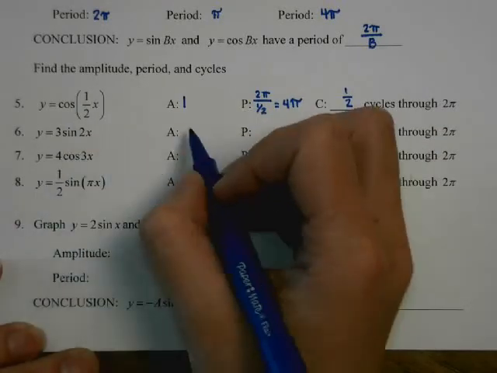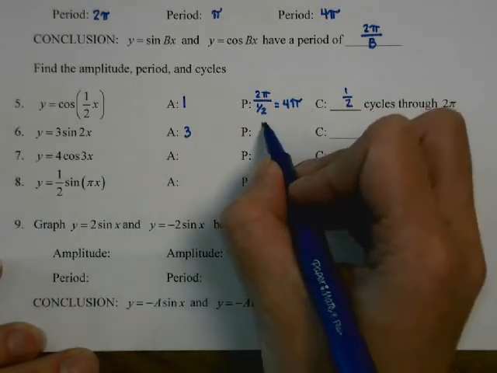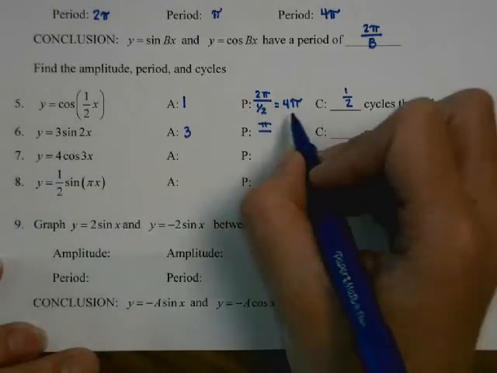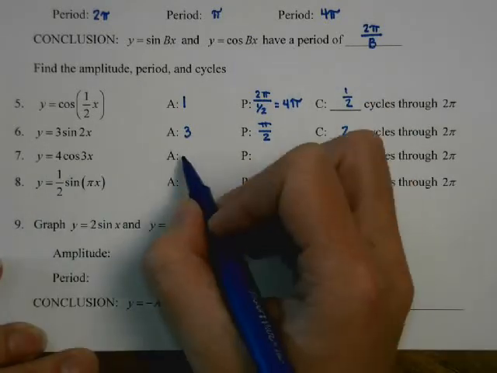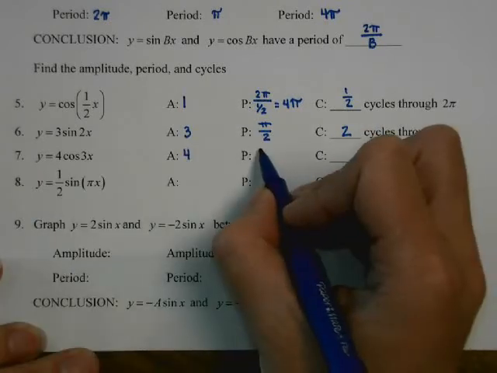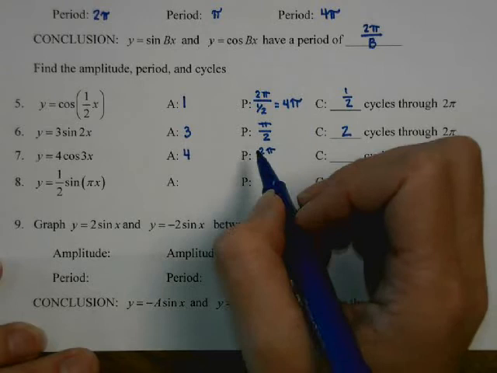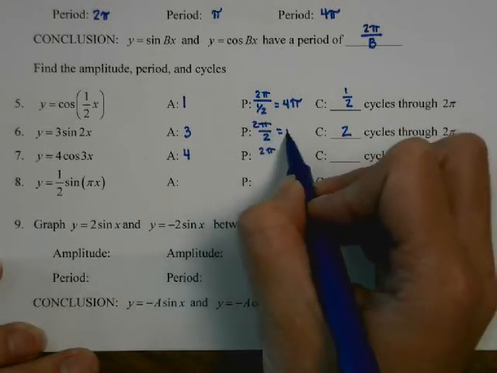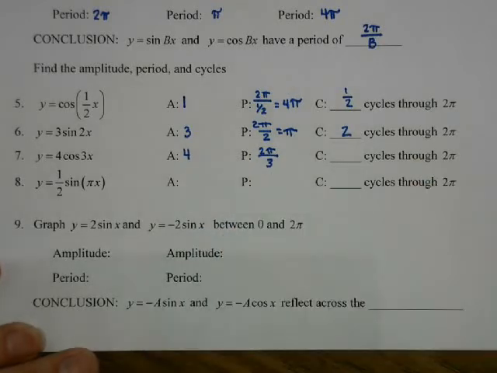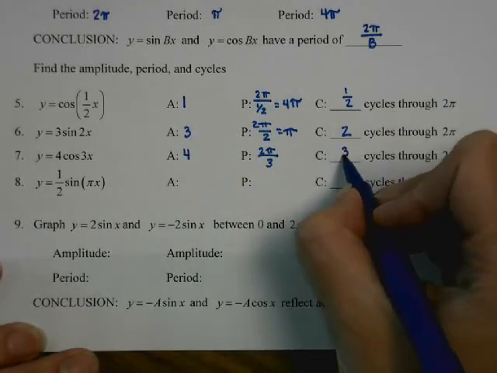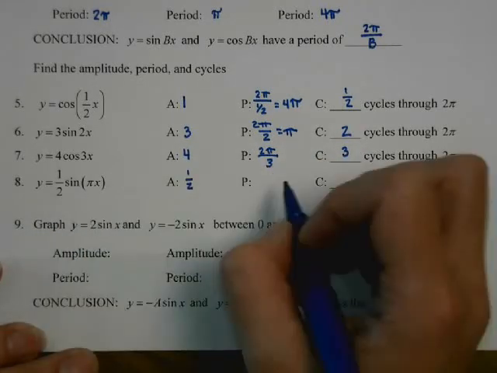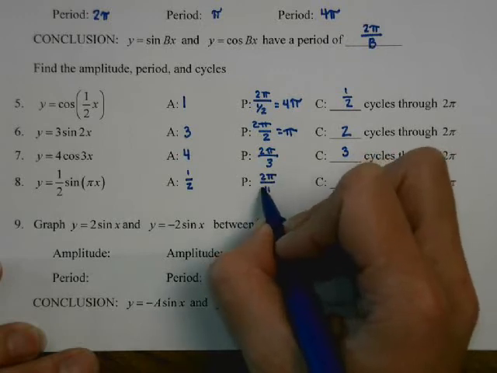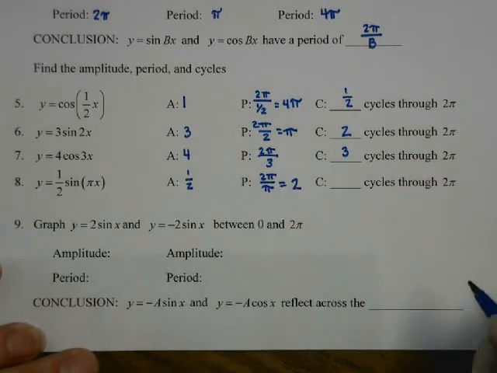Amplitude here is 3. Period is pi over 2. The number of cycles is 2. This one has an amplitude of 4, a period of 2 pi. Sorry, this one should have been 2 pi over 2, which is pi. 2 pi over 3, so we can leave that. This is going to go through 3 cycles. Amplitude here is 1/2. The period is going to be 2 pi divided by pi, which is 2. And it's going to go through pi cycles through 2 pi.